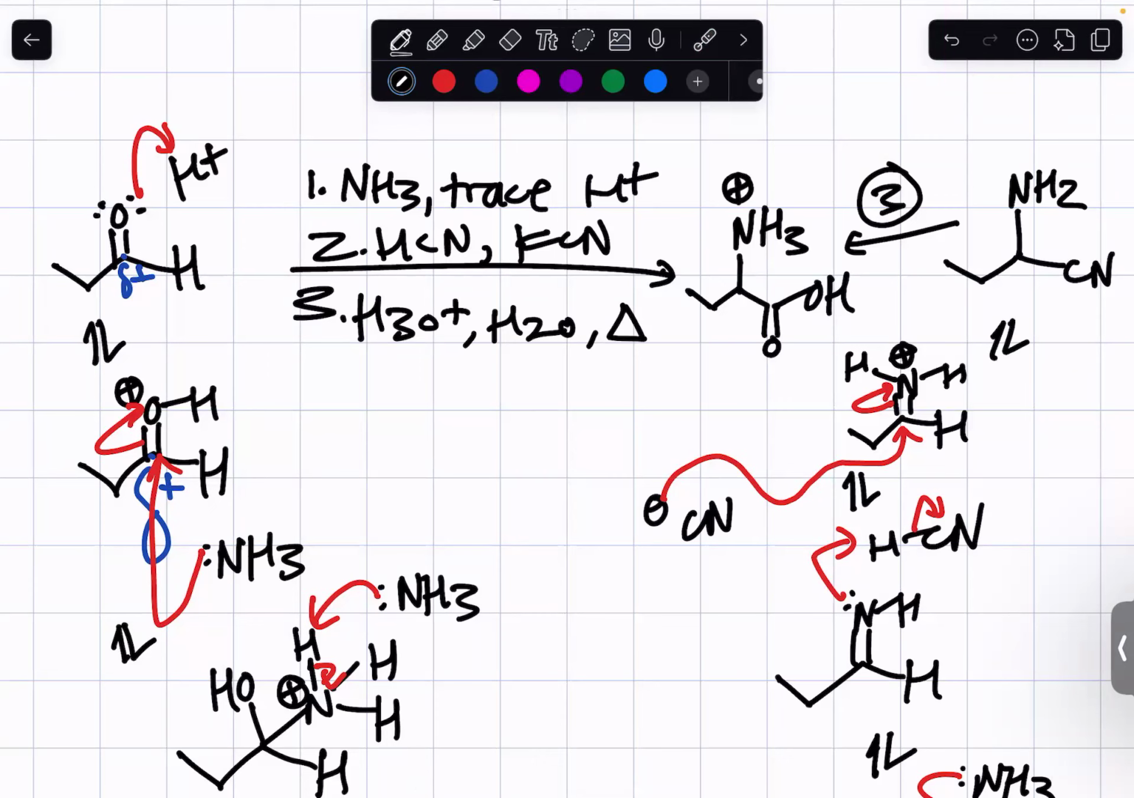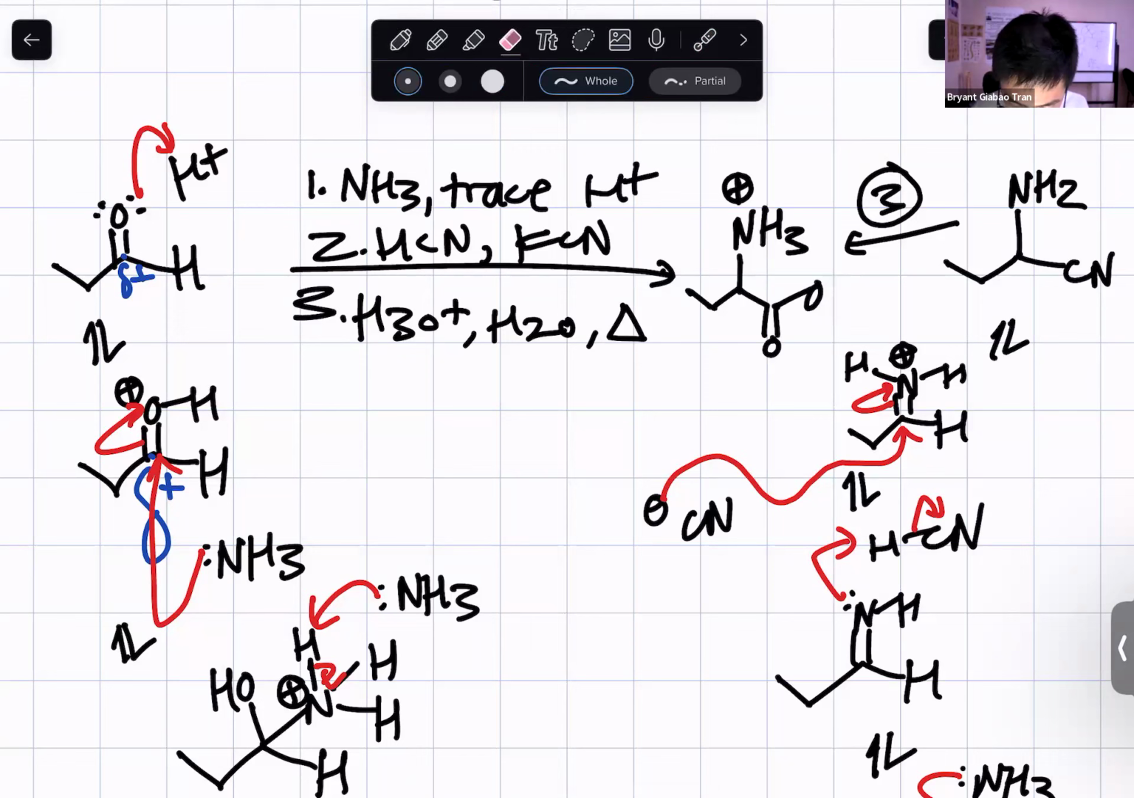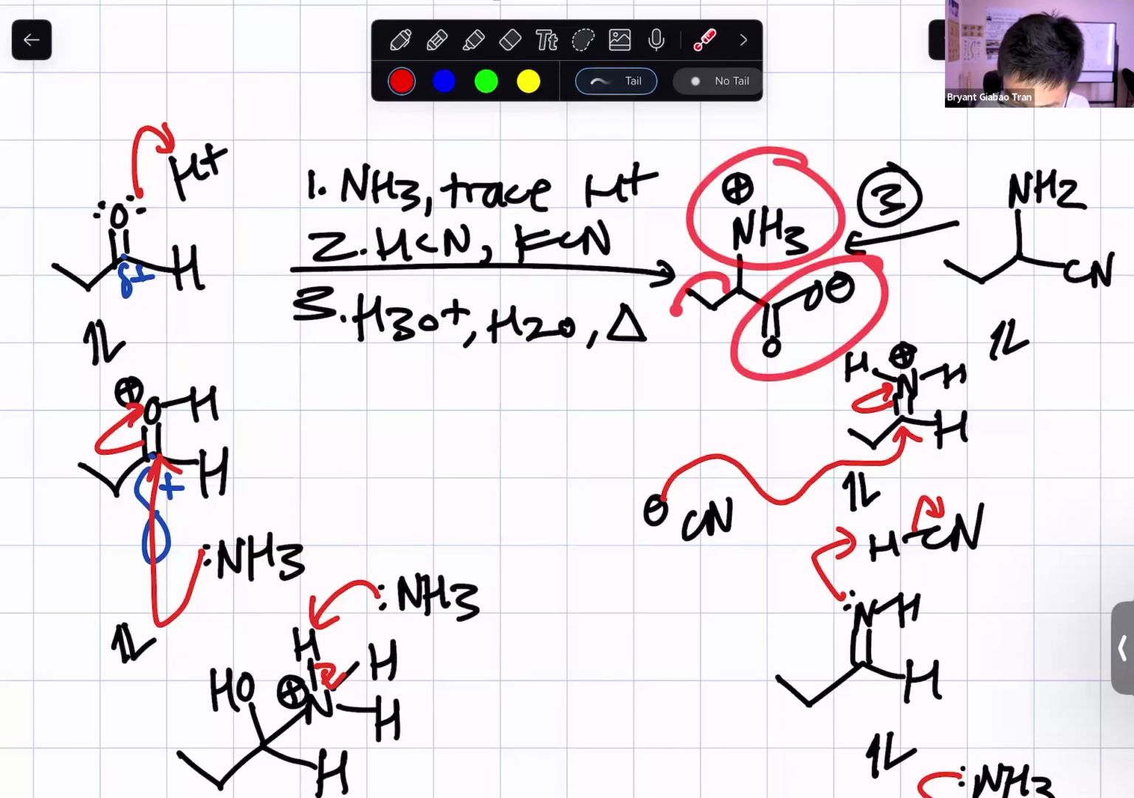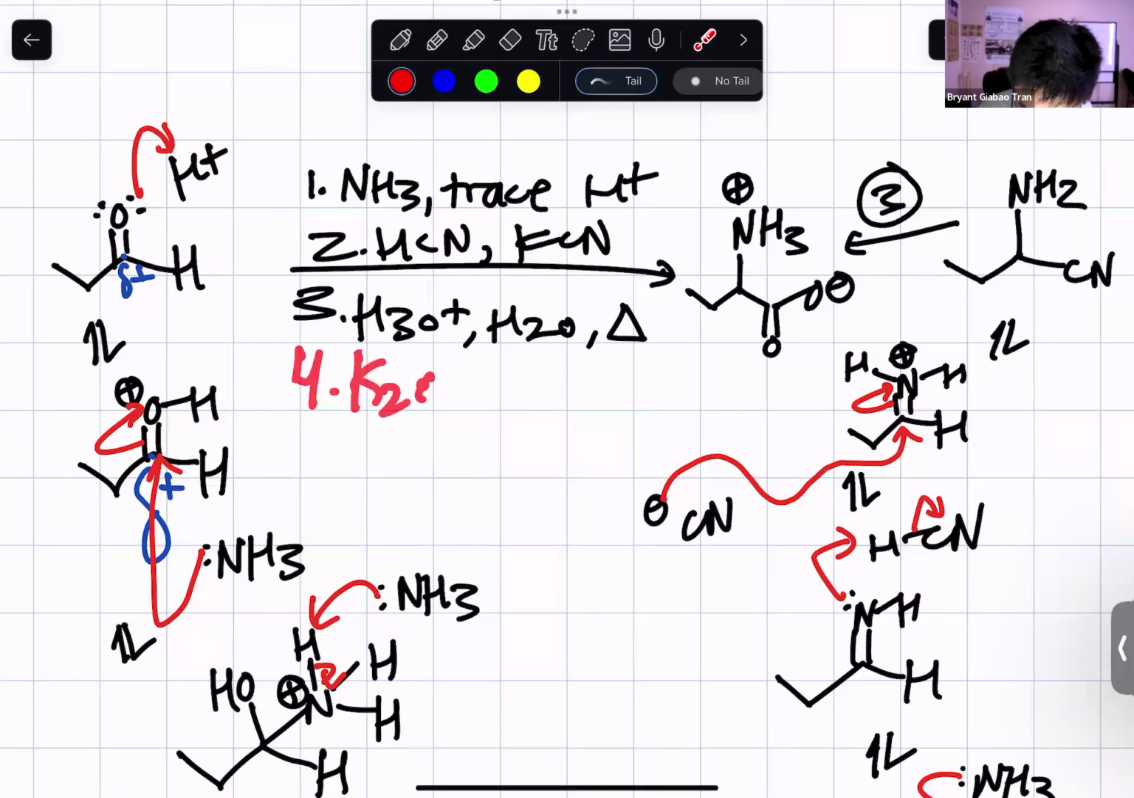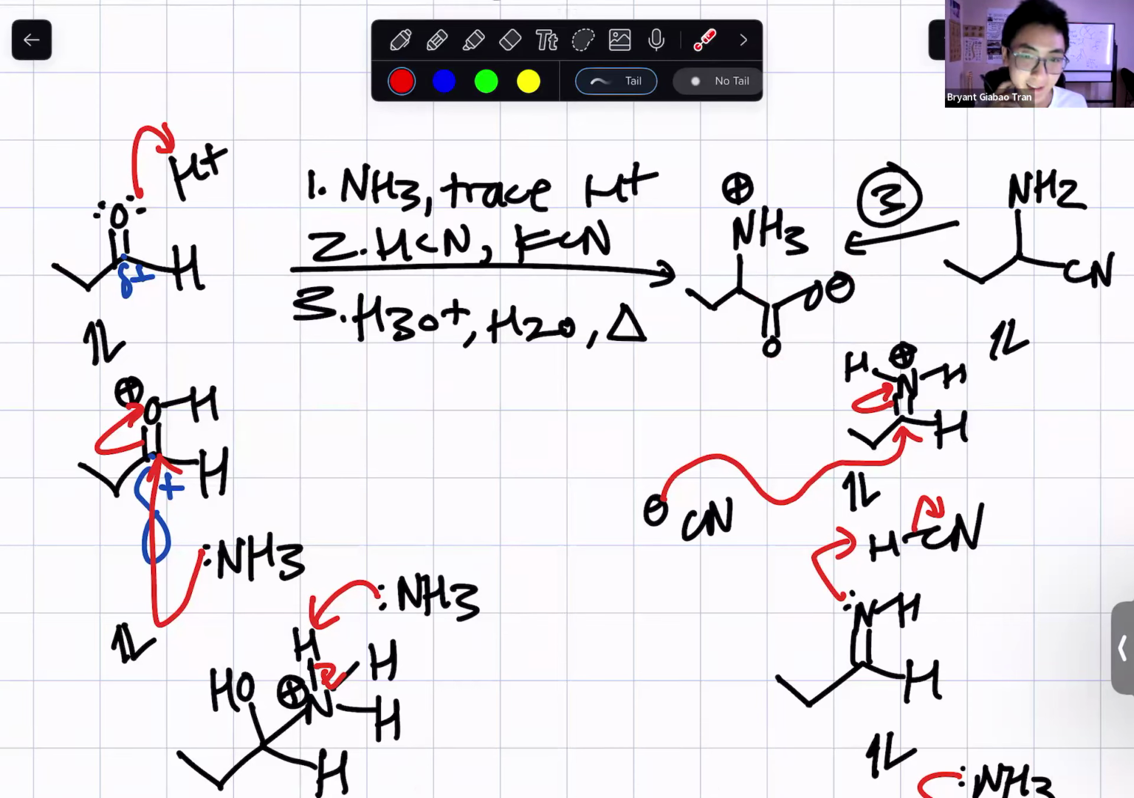Right. Okay. And then some professors draw out the amino acid where they deprotonate the carboxylic acid to give us this deprotonated carboxylic acid and protonated amino group. And this is the R group right there of the amino acid. And that's the alpha carbon right there. Okay. So I would say check with your professor, because some professors add a fourth step of some kind of base like K2CO3 to deprotonate that carboxylic acid to get the carboxylate. But some professors do it differently. So I would check on how he does this Strecker synthesis here. Okay, got it.